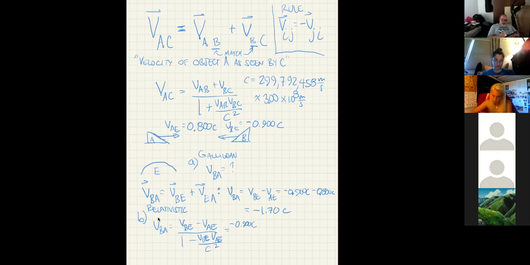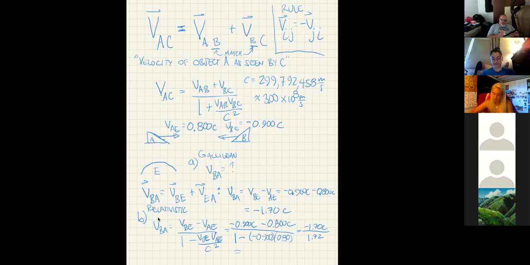0.900C minus 0.800C. All this will be divided by 1 minus. And now, notice if I write the VBE as negative 0.9C and the VAE as 0.8C, the C's are going to cancel out with that C squared. So I'm just going to get negative 1.70C over, now you can see this is 1, and if you multiply 0.9 times 0.8, you get 0.72. So this will be 1.72.